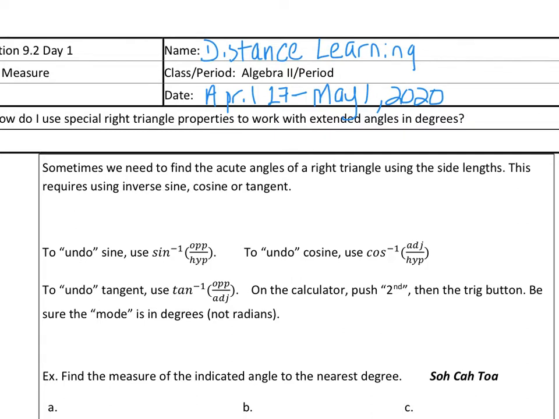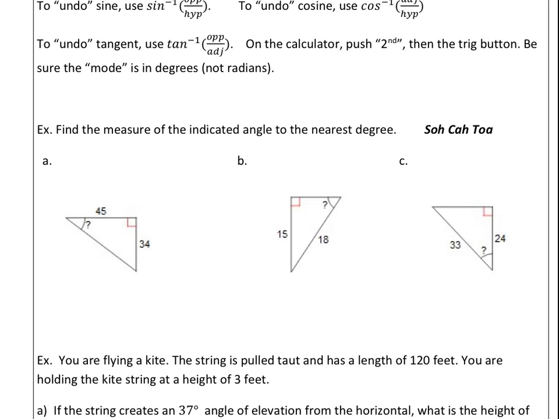Sometimes when we're solving triangles, we have an angle that we don't know in our right triangle, but we're given two of the sides. So we can use what's called inverse sine, inverse cosine, or inverse tangent to undo our trig equation so that we can solve for the angle. That's what we're going to be trying today.